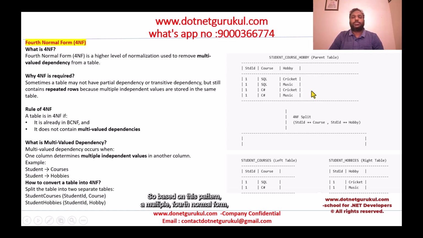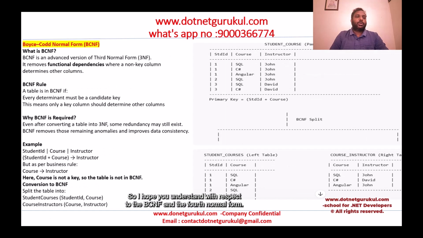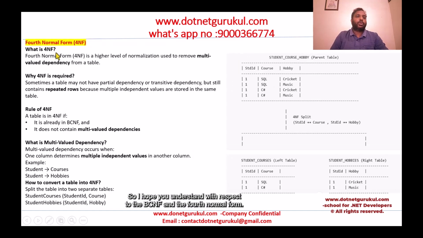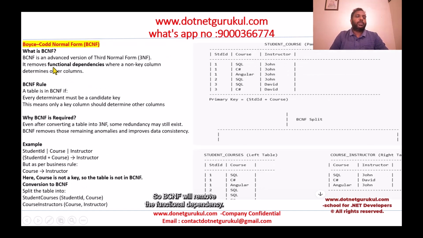Based on the fourth normal form, there should be no multi-valued dependency, and we remove it by splitting that table: student ID and the course in one table, and student ID and hobby in another table, so that there will be no multi-valued dependency. I hope you understand BCNF and the fourth normal form. BCNF removes the functional dependency. It is very simple: where a non-key column determines other columns. You may have to keep this in mind.